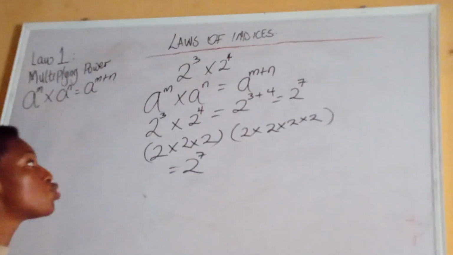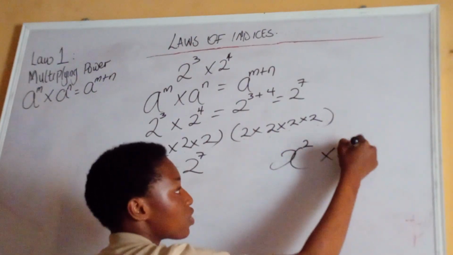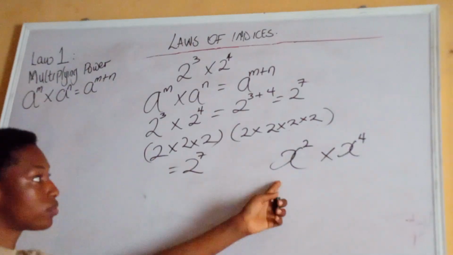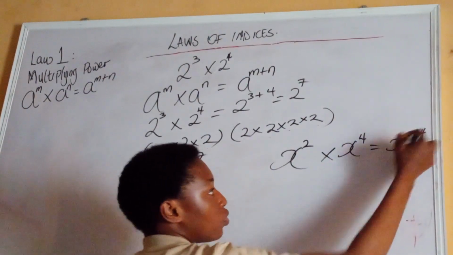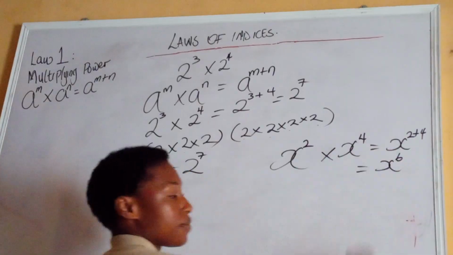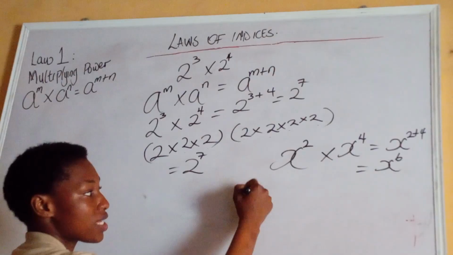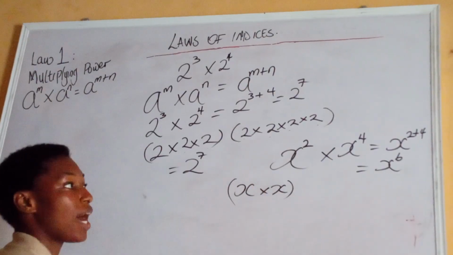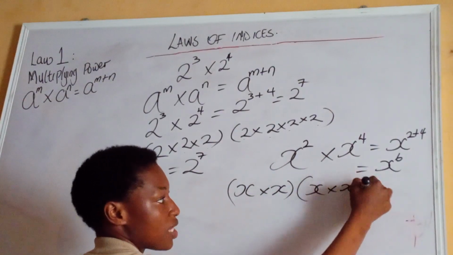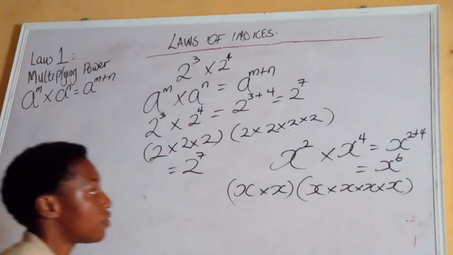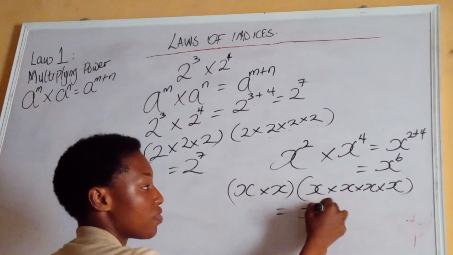Now, what if we are doing x to the power of 2 times x to the power of 4? Because of our rule, we know this will become x to the power of 2 plus 4, which will give us x to the power of 6. But if you want to show it visually, x to the power of 2 is x times x, and x to the power of 4 is x times x times x times x. If you count it here, 1, 2, 3, 4, 5, 6. This becomes x to the power of 6.